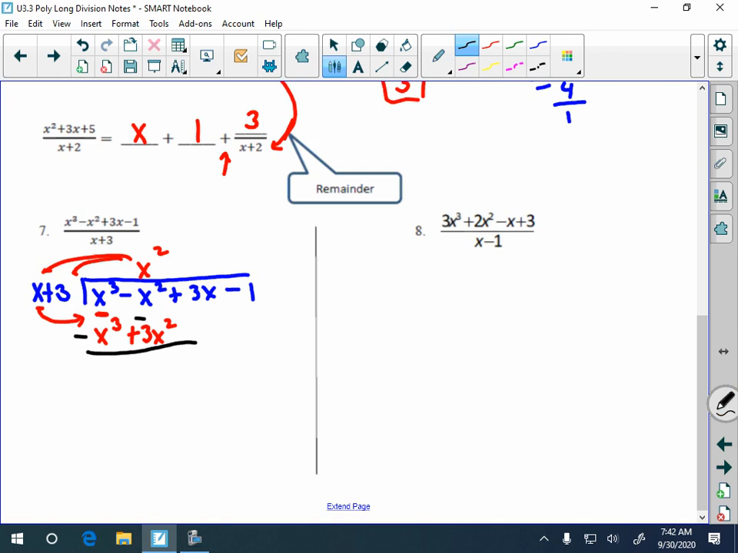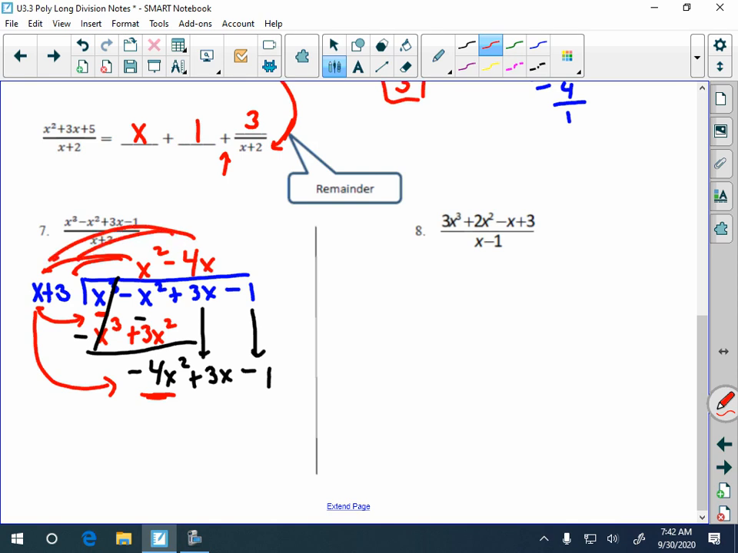Change both signs to their opposites. Add down. Negative x squared plus negative 3x squared is negative 4x squared. I'm going to bring all this down. You can do it one at a time. Alright, so then I'm looking at the negative 4x squared. So x times what is negative 4x squared? So that's going to be minus 4x. Distribute negative 4x. Negative 4x squared minus 12x.